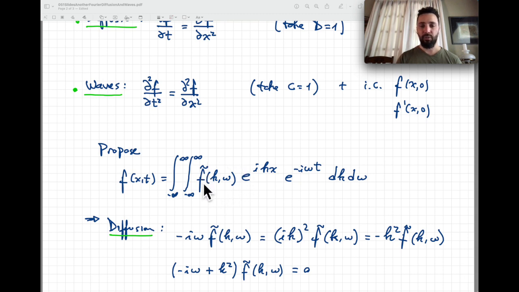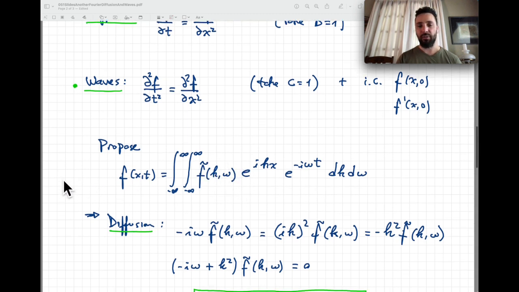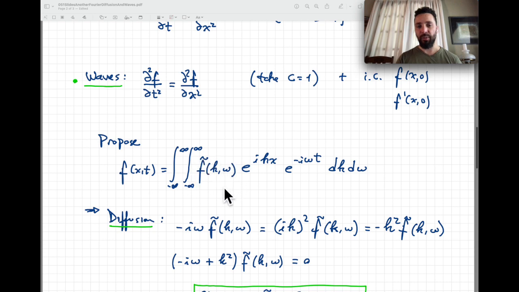And so we'll have amplitudes associated with each k and with each omega, given by this f tilde of k omega. And of course, you can think of this f tilde of k omega as a Fourier transform in space and time of our function that we're trying to find, f of x t.